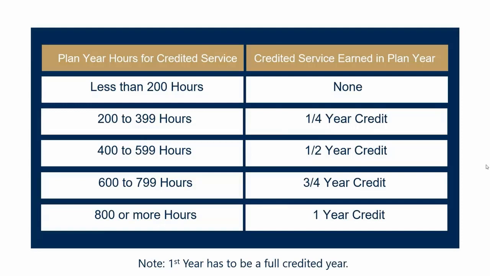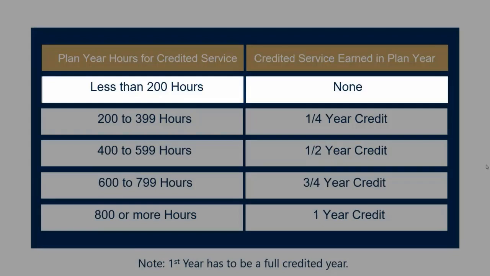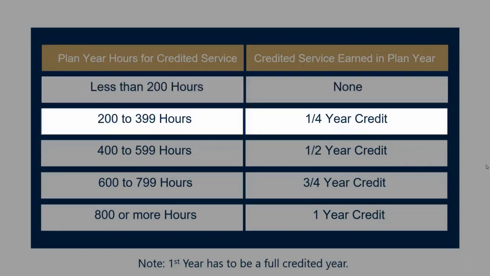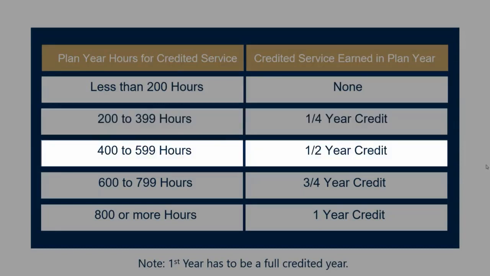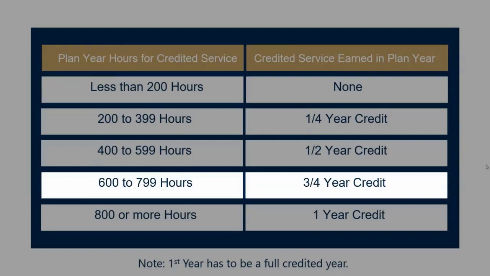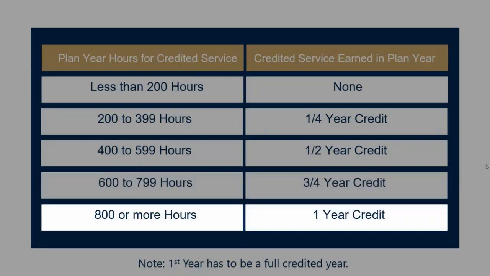Now, we talked about vesting and credited service. Now, how do you earn that credited service? Well, it's simple. If you look at the chart, if you work less than 200 hours in that plan year, which is May 1st through every April 30th, you don't earn any type of credit. If you have between 200 and 399 hours, you earn a quarter of a year credit. If you have 400 to 599 hours, you earn half a year credit. If you earn 600 to 799 hours, you get 3/4 of a year credit, and 800 or more hours will get you 1 full year of credit.